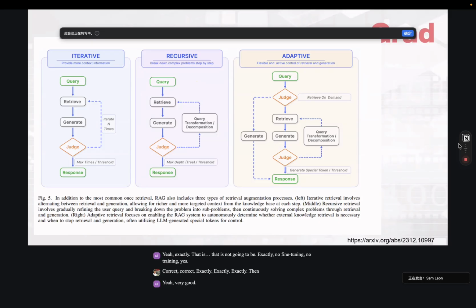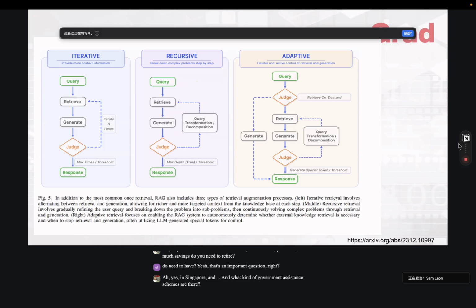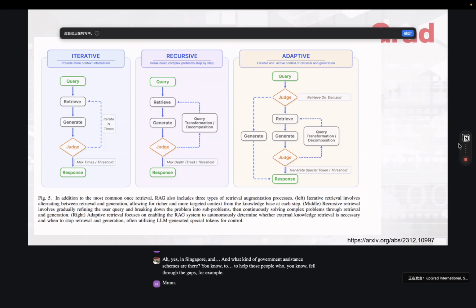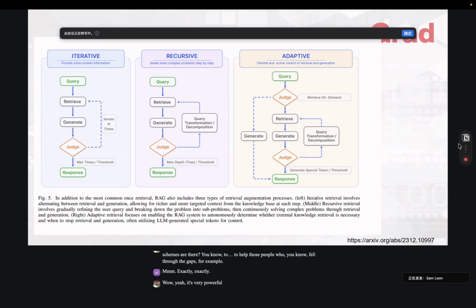Then I draw the latest evidences into the LLM. And then it was amazing. My users are able to make decisions on what kind of housing to buy. They are able to make decisions on how to retire. How much savings do you need to retire? Yeah, that's an important question, right? Yes, in Singapore, and what kind of government assistance schemes are there to help those people who fell through the gaps, for example. Wow. Exactly. It's very powerful. Yes, I just want to share that.